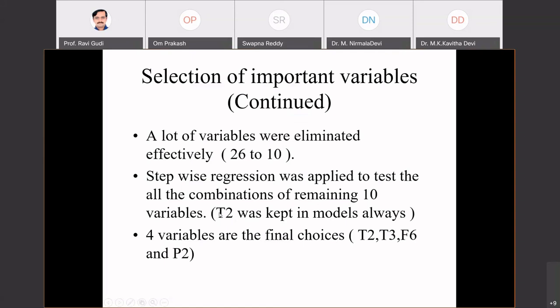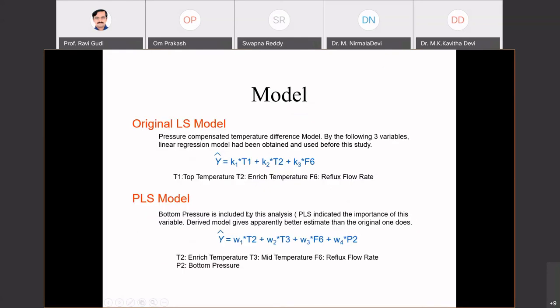One of the variables, of course, T2, was always kept in the model because as per first principles knowledge, this was most significantly influencing the top composition. Okay. And based on this stepwise regression, 4 variables were the final choices: T2, T3, F6, and P2 in the X block. And then a PLS was done on that.